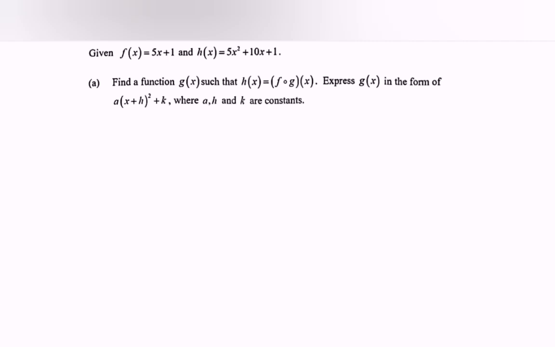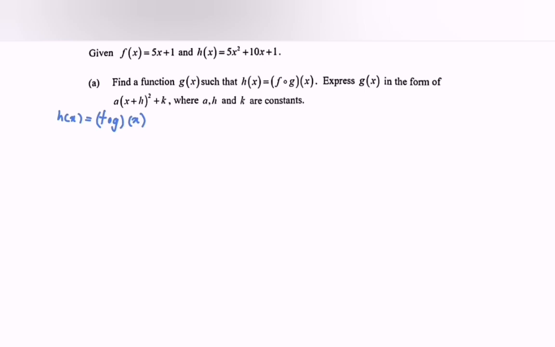Hello everyone, in this video I'm going to discuss an example for function and graph. Given the function f(x) equals 5x plus 1 and the function h(x) equals 5x squared plus 10x plus 1. Find the function g(x) such that h(x) equals f of g.